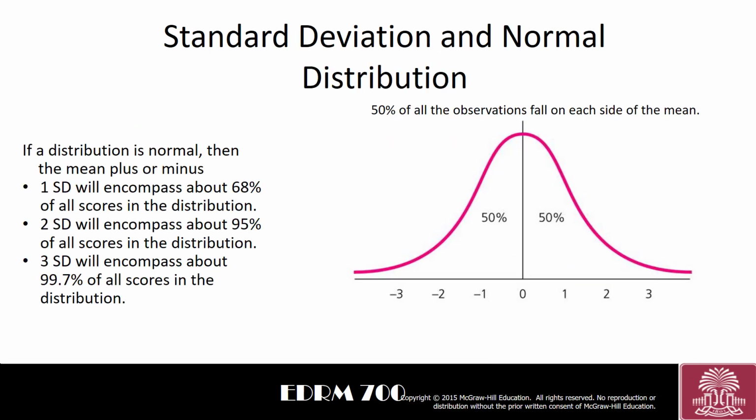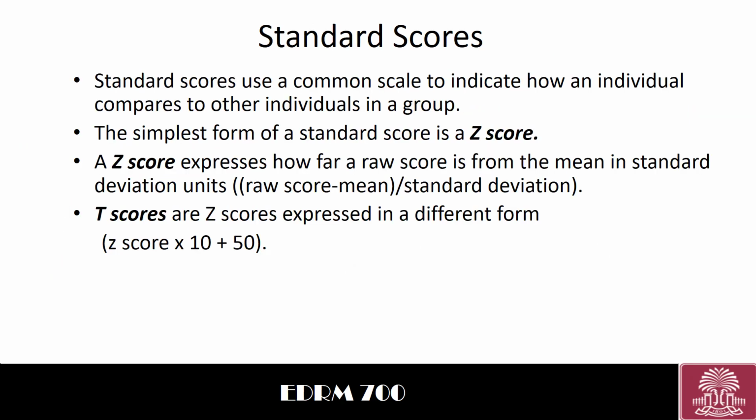Standard deviation is related to normal distribution. Please check the 68, 95, 99.7 rule. Standard scores use a common scale to indicate how an individual compares to other individuals in a group.